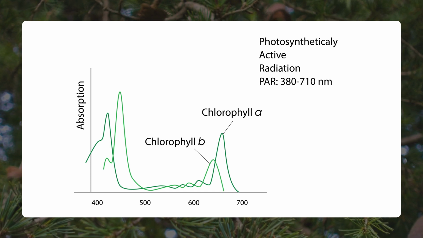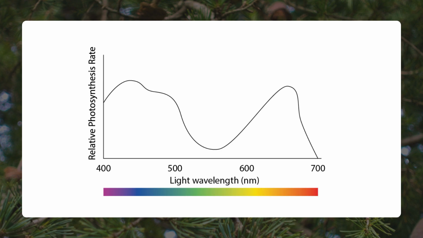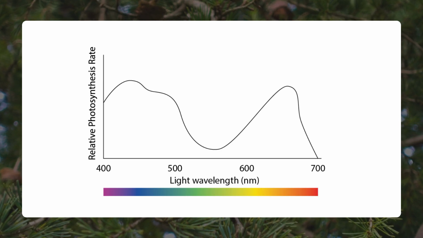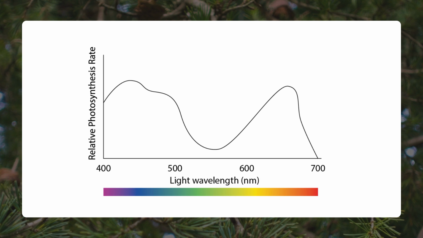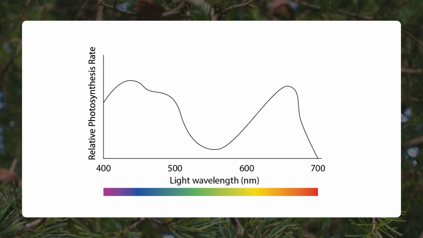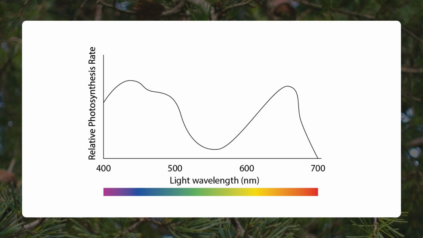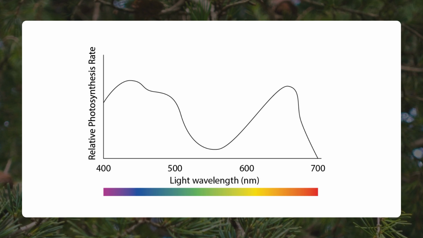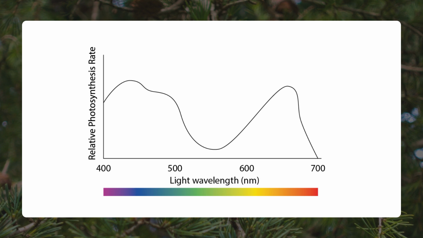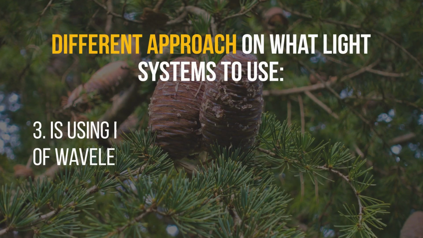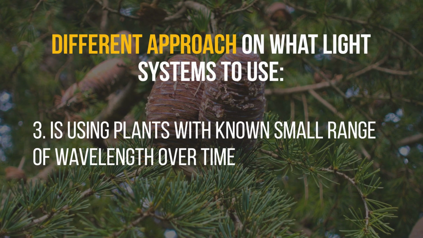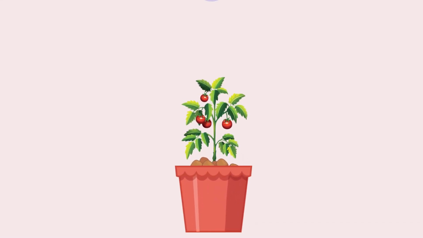It is believed that illumination with only white light is useless, because this type of light has a lot of green and yellow wavelengths which will be simply reflected and therefore lost. In the last century, a graph of the spectral sensitivity of a green leaf was obtained, and it is still used by many lamp manufacturers. And the third approach is using plants with known small range of wavelengths over time. This is the most popular concept among the scientific community.